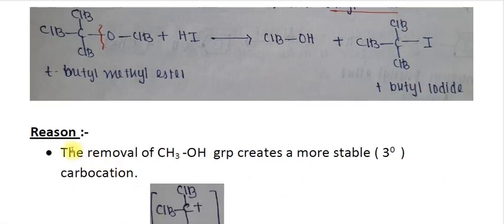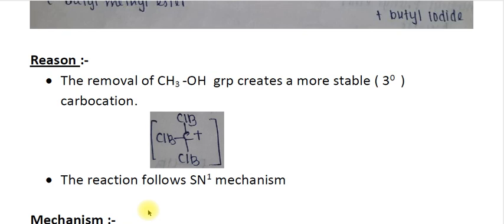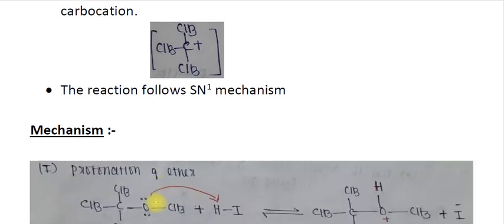Then what is the reason for that? The removal of the CH3OH group creates a more stable tertiary carbocation. What is a tertiary carbocation? It is given here: (CH3)3C plus. We know that the reaction follows the SN1 mechanism.